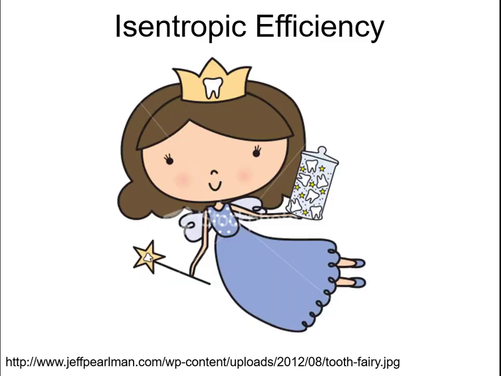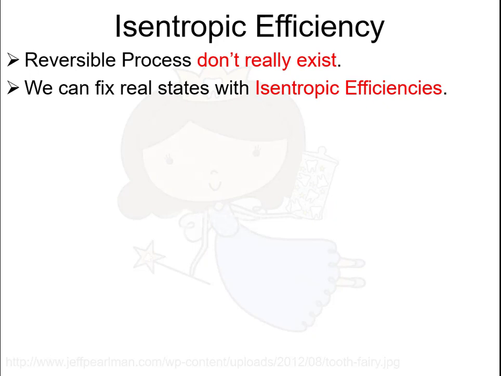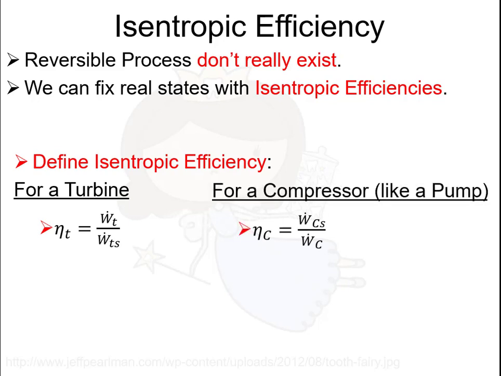But isentropic processes aren't real. So how do we go from isentropic processes to real processes? We have to use isentropic efficiencies. If we can define isentropic efficiencies, it looks a little bit different for turbines and pumps. So pumps or compressors in this case, because we're talking about a gas.